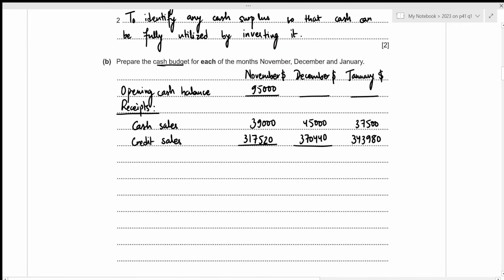So we can figure out the total of our receipts. For the month of November, that's 39,000 plus 317,520, which results in 356,520. For the month of December, that's 45,000 plus 370,440, which results in 415,440. For the month of January, that's 37,500 plus 343,980, which results in 381,480. That is all for our receipts section. We can now move towards the payment section. And the very first payment that we need to make would be for the credit purchases.